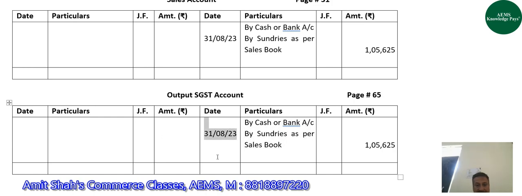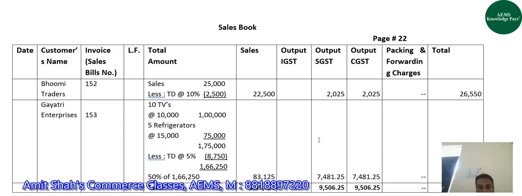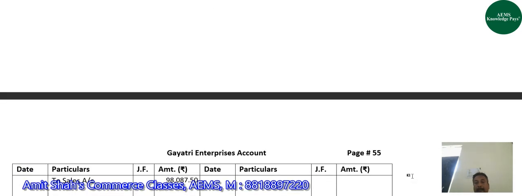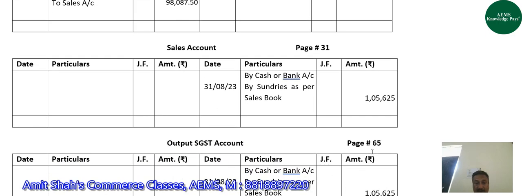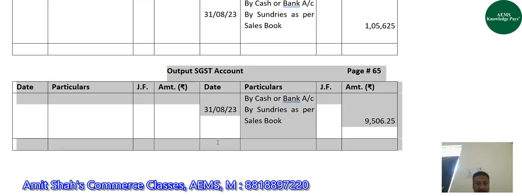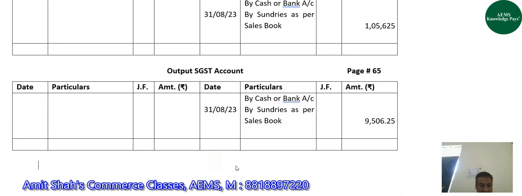So here also write the same thing. By sundries as per sales book. You know that during sales, output SGST account, that is GST account, is credited, right? So it will come on the credit side of output SGST account. And the total of output SGST account is 9,506.25. Same way we will have our output CGST account.